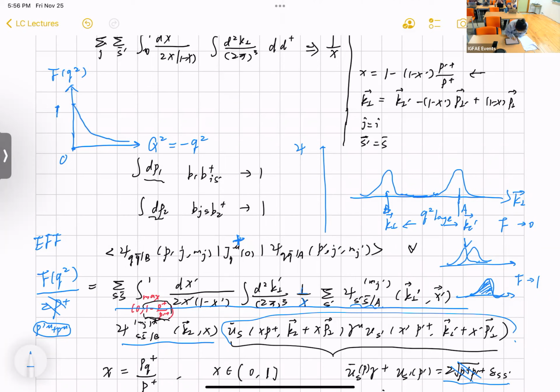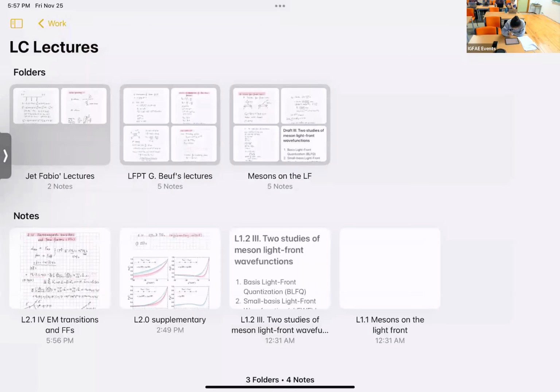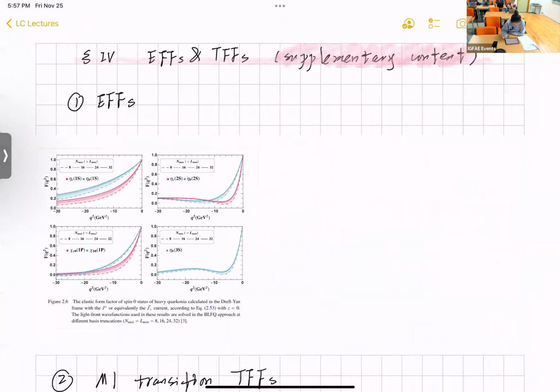Okay, and then the slope of this form factor at 0 actually corresponds to the charge radius of the meson state. So you see that studying the elastic form factors would tell us some internal structure of the mesons. I don't think I have time to do more derivation, so let me show you some results from actual calculations.